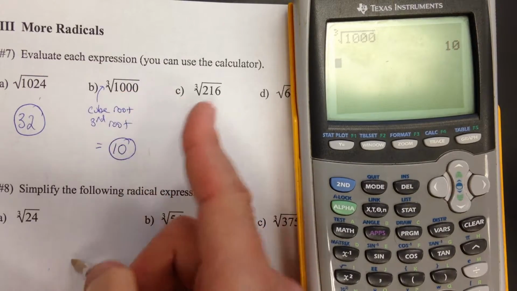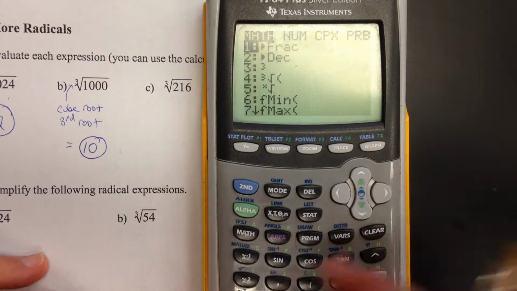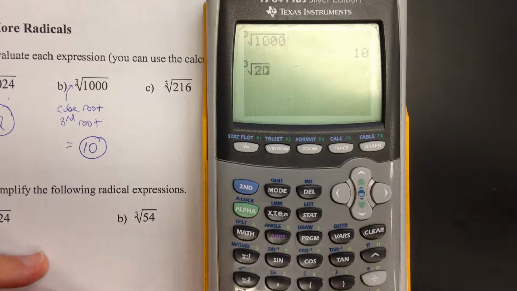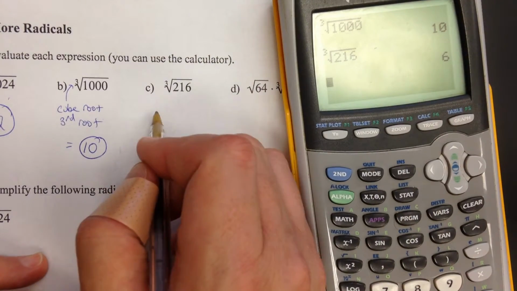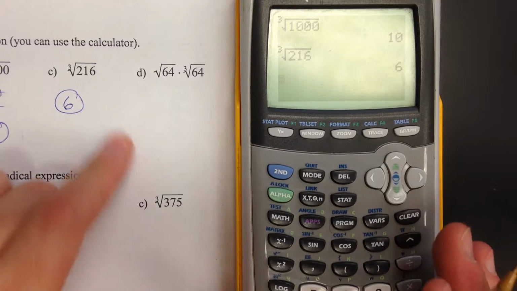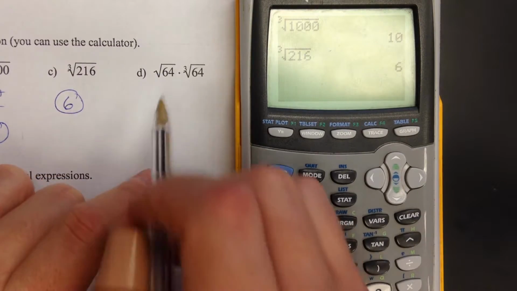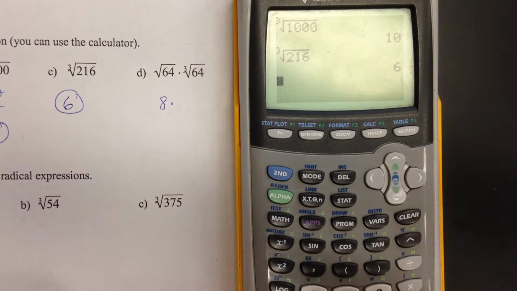That's a perfect cube. Cube root of 216, math, number 4, and we get 6. The last one here, the square root of 64, well, the square root of 64 is 8. So hopefully we already know that. You can always do square root 64 to type it.